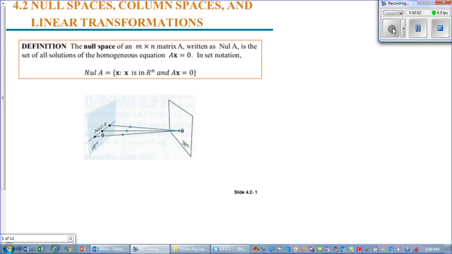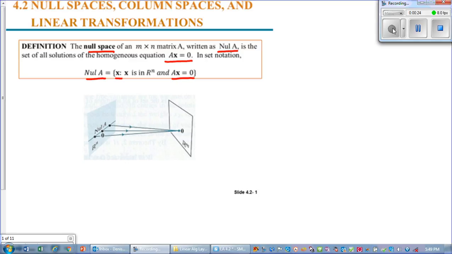Okay, now let's look at some special subspaces. The null space of a matrix, designated as Nul A, is the set of all solutions to the homogeneous equation Ax = 0. So the null space is the set of all x that are in Rn so that Ax is equal to 0.